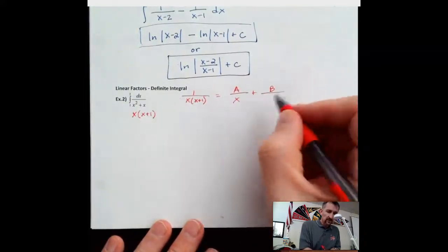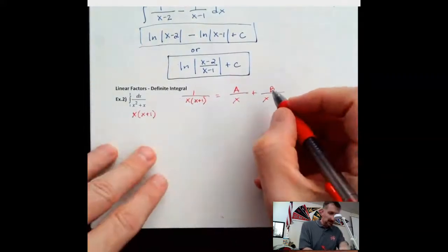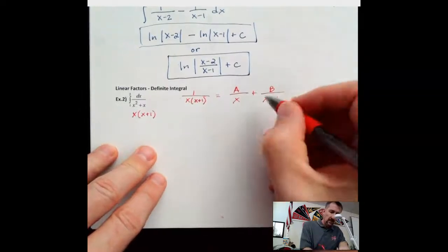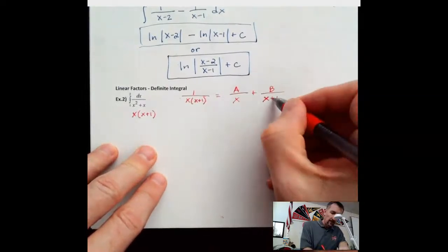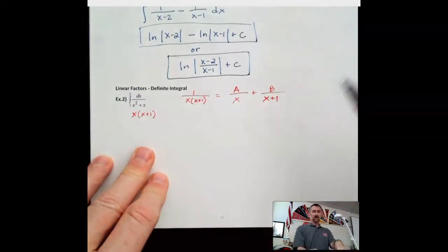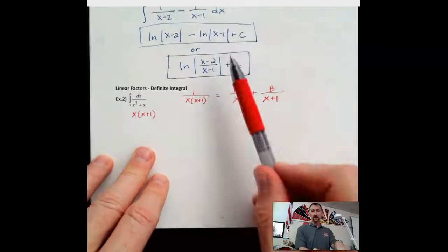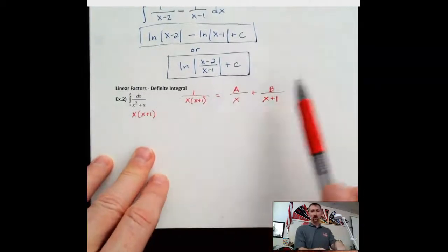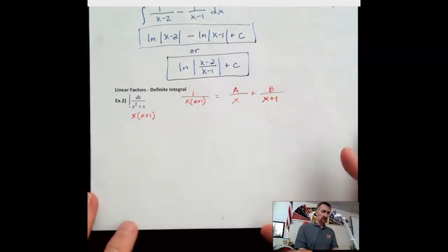Now you can switch those around. It shouldn't make a difference. If you switch those around, that means you would just be switching, like in our last problem we have 1 and negative 1, you just would have got negative 1 and 1. So it still should come out the same.